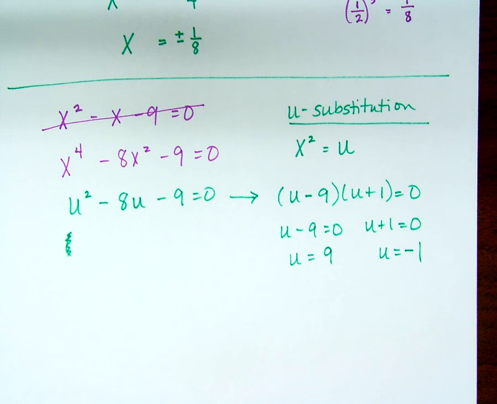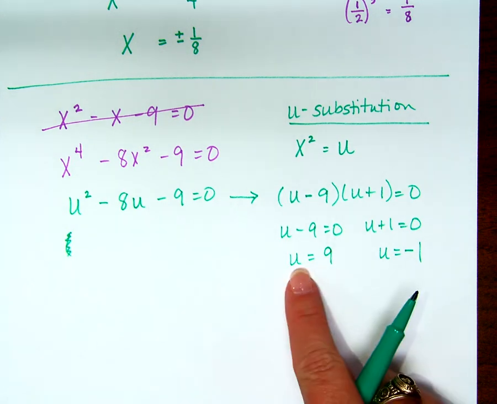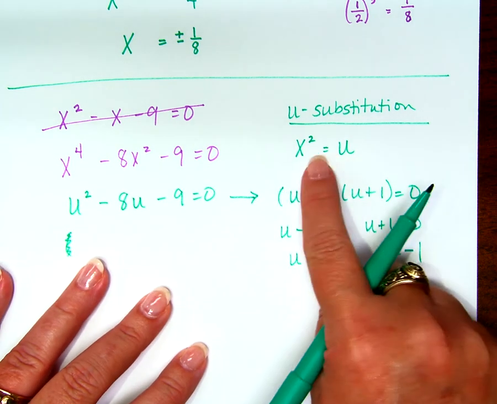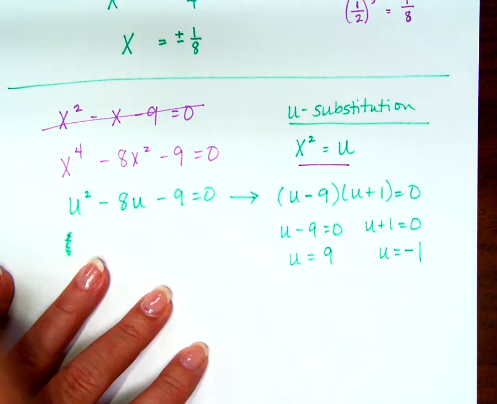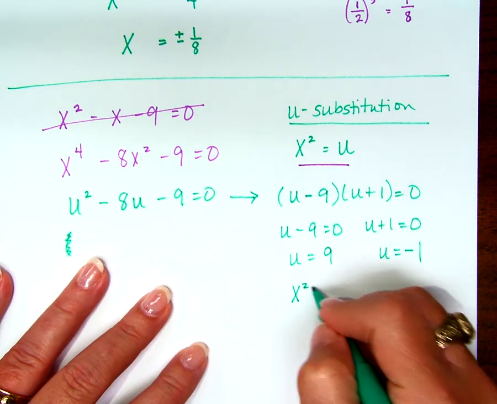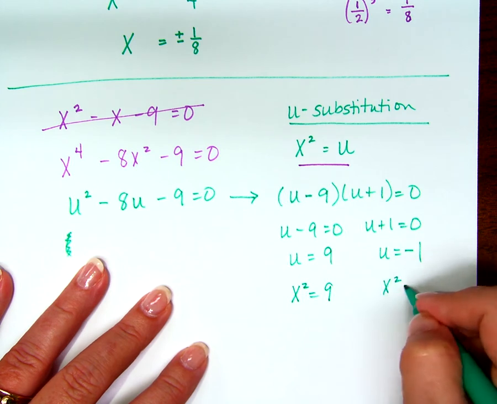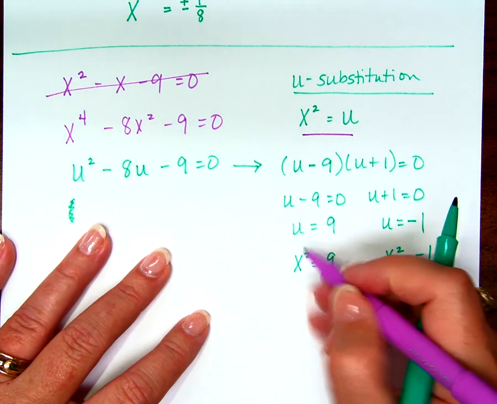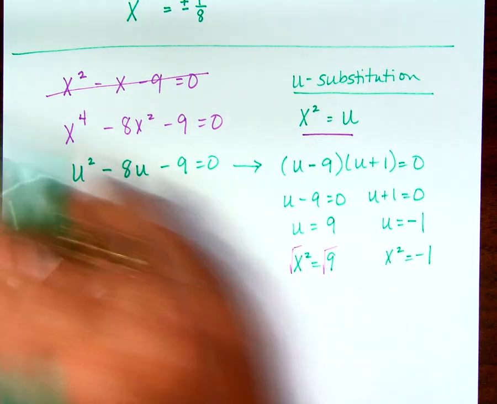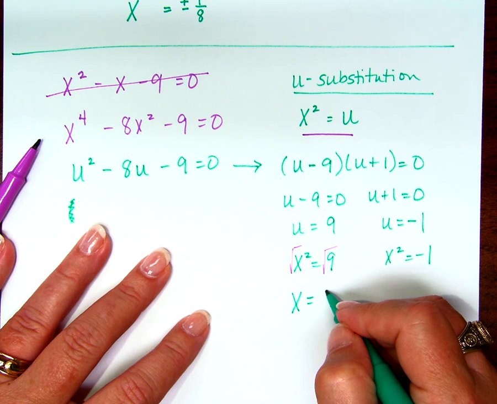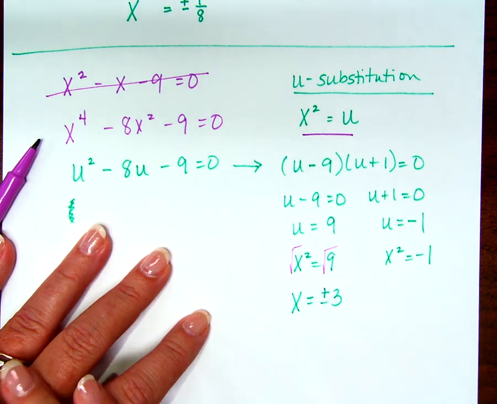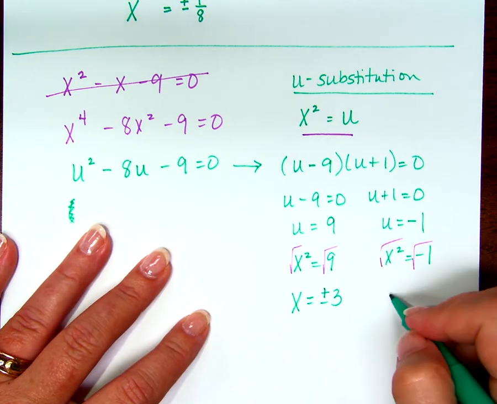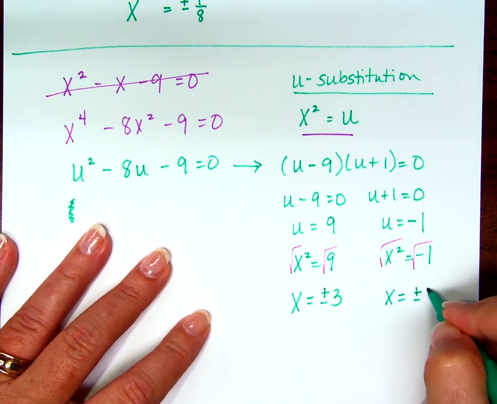What do you think? What does u equal? U equals x squared. So once I have u solved for, I have to go back up here to this u substitution definition that we made up. And I have to say x squared equals 9. And x squared equals negative 1. Well, if x squared equals 9, that's super easy to solve, isn't it? Square root both sides, what does x equal? Plus or minus 3, right? And if I take the square root of both sides here, what do I get? Plus or minus i, right?